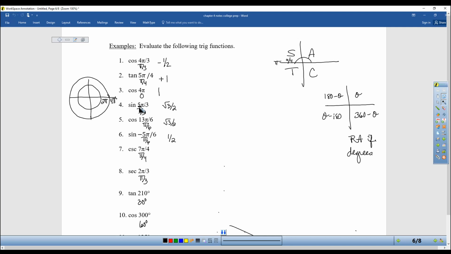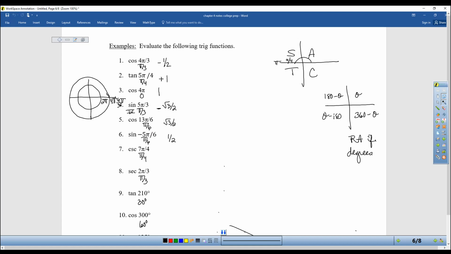Number 4, 5 pi thirds. So it's definitely in quadrant 4 because it's almost all the way around. All the way around would be 6/3, that's what would make 2 pi. So I'm at 5/3. I'm not quite all the way around, but sine is negative. Only cosine is positive in quadrant 4.